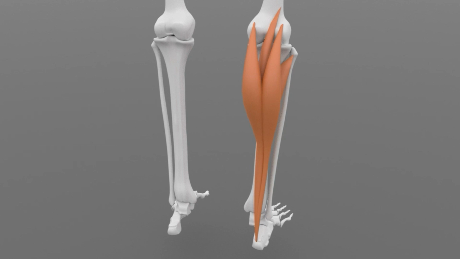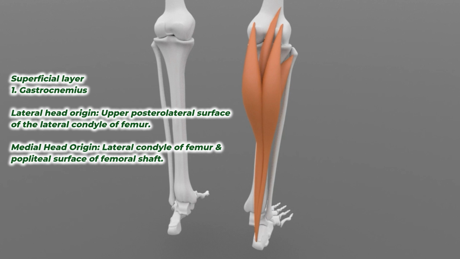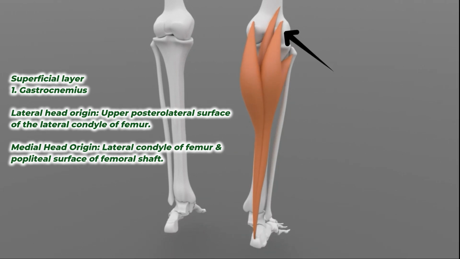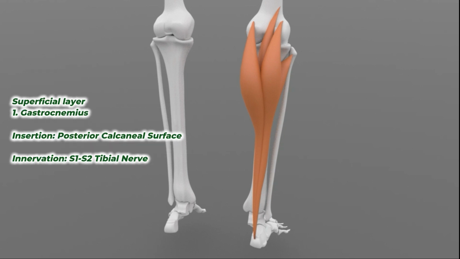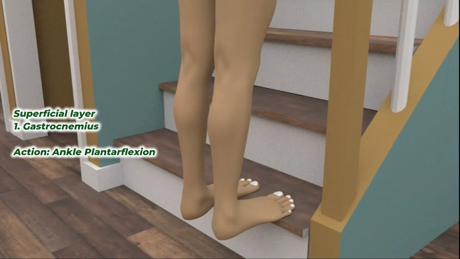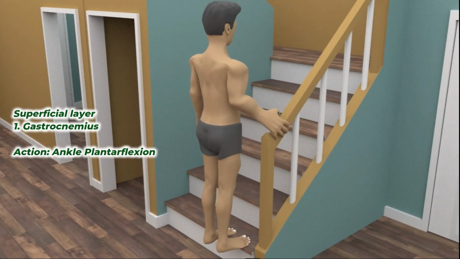The most superficial muscle is the gastrocnemius, which the lateral head originates from the upper posterolateral surface of the lateral condyle of femur, while the medial head originates from the lateral condyle of femur and popliteal surface of the femoral shaft. It inserts at the posterior calcaneal surface and is innervated by the tibial nerve of S1, S2. And it performs ankle plantar flexion when the knee is extended.